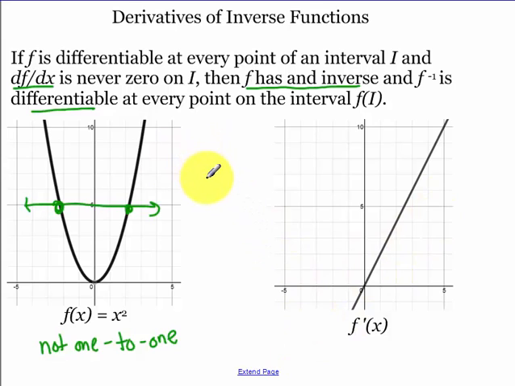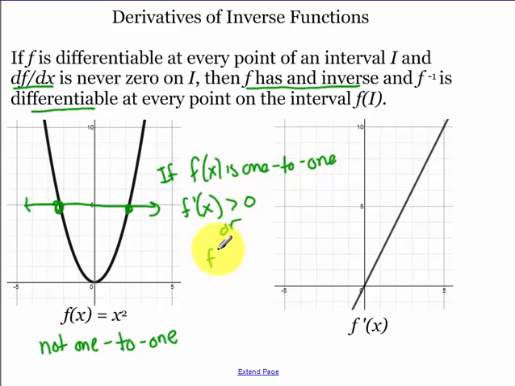So kind of the point of this slide is if f of x is 1-to-1, okay, it has a differentiable inverse. You can only find the inverse if a function is 1-to-1. So if f of x is 1-to-1, the derivative is either all greater than 0 or your derivative is all less than 0.